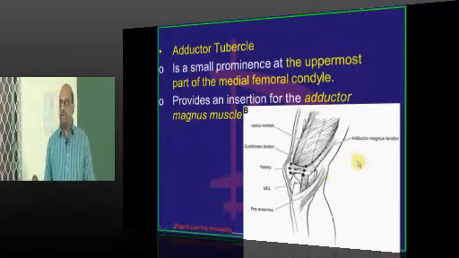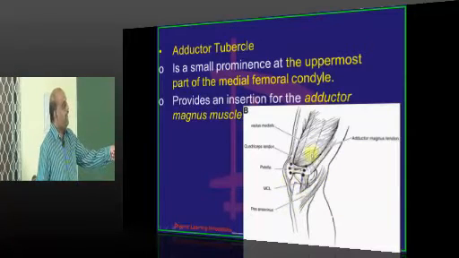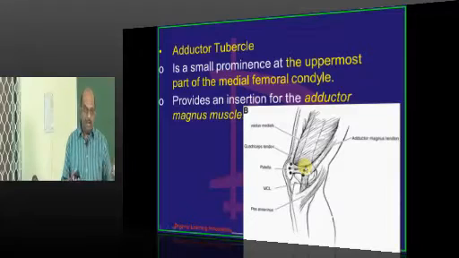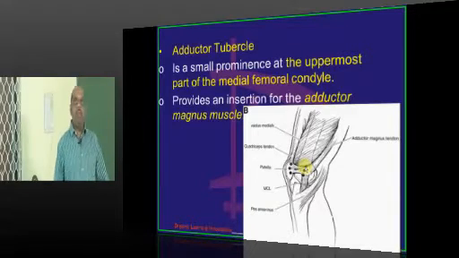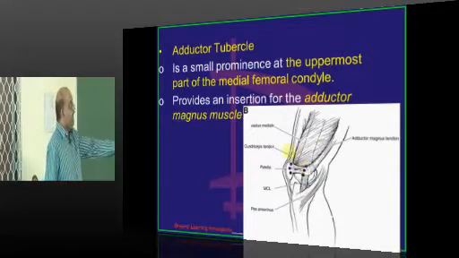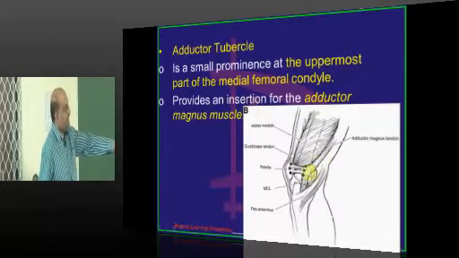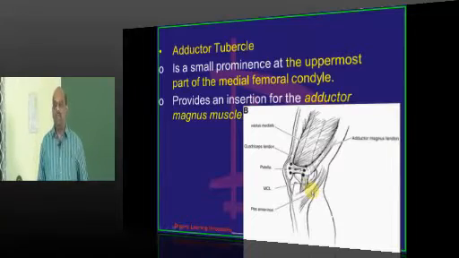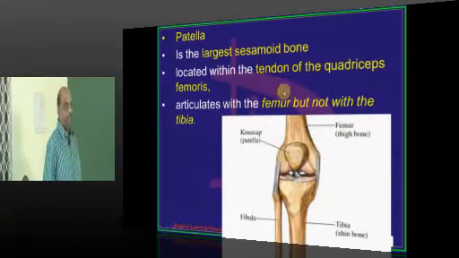Where is it located, doctor? Typically on the medial femoral condyle. There are two condyles, medial and lateral femoral condyle. On the medial femoral condyle, we have this prominence which is called the adductor tubercle, onto which the adductor magnus muscle is inserting.